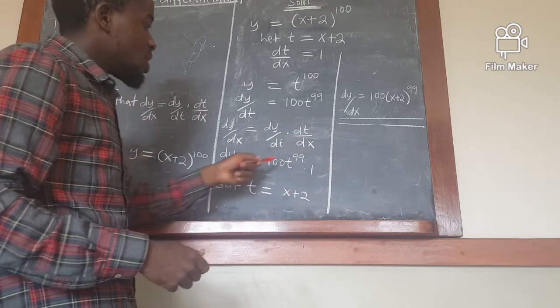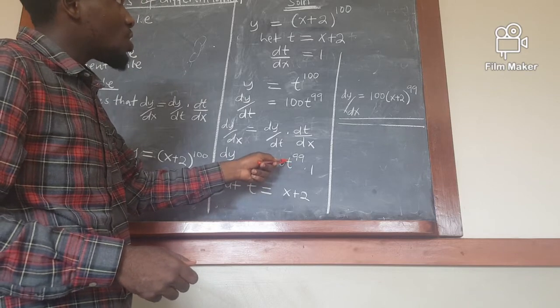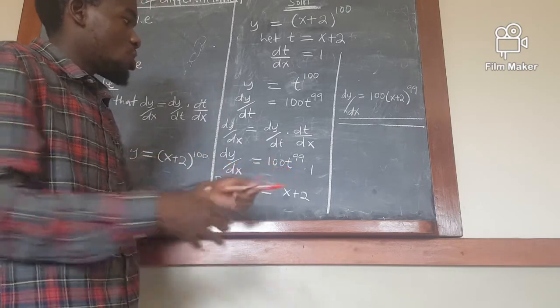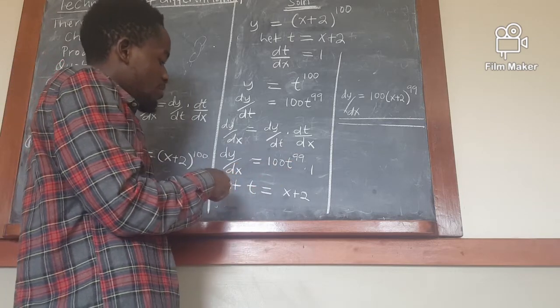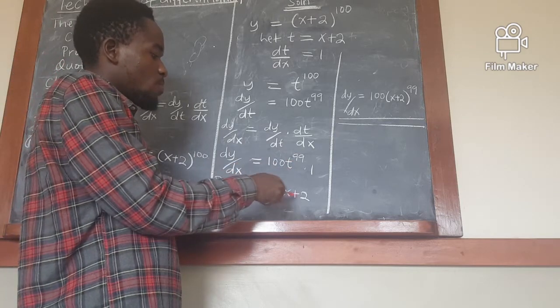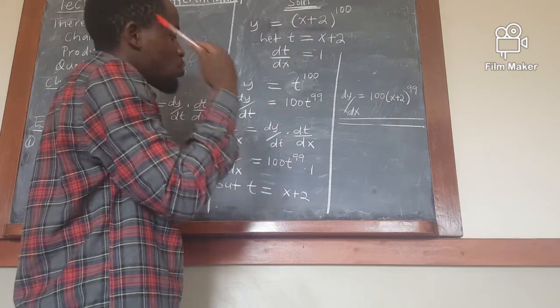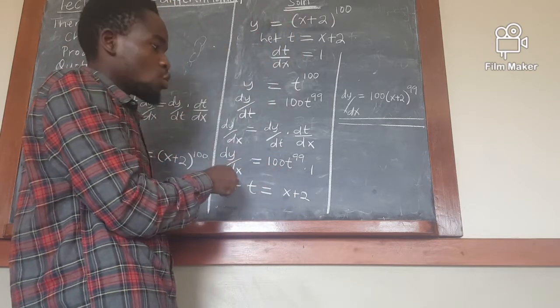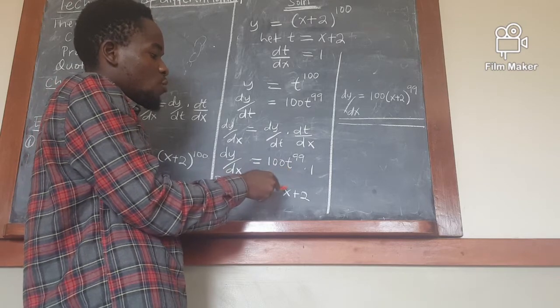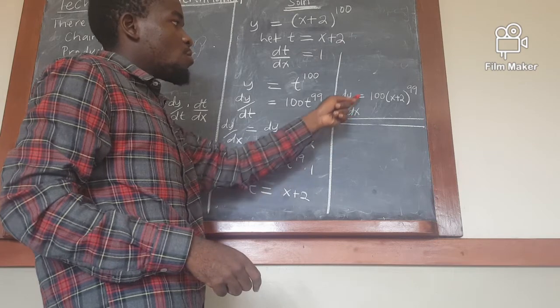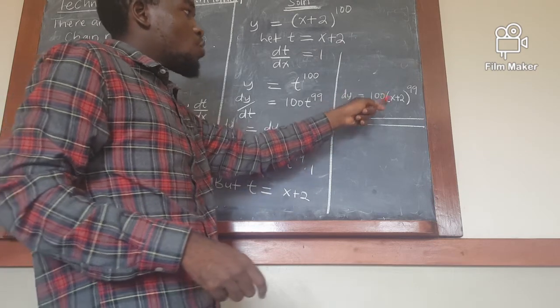But remember, in our question, we are not given t. We just introduced this t. But t is the same as x plus 2, from where you let. So from this dy over dx function, where there is t, put x plus 2. So finally, dy over dx will be 100 into x plus 2 power 99.